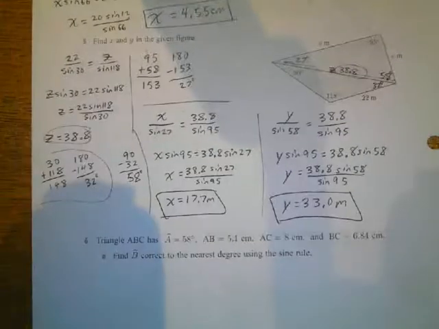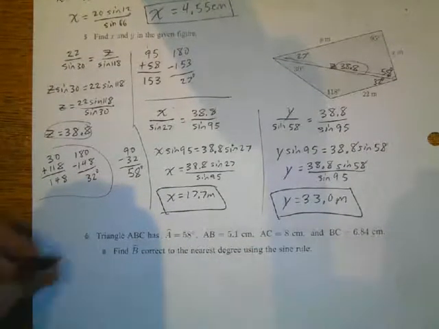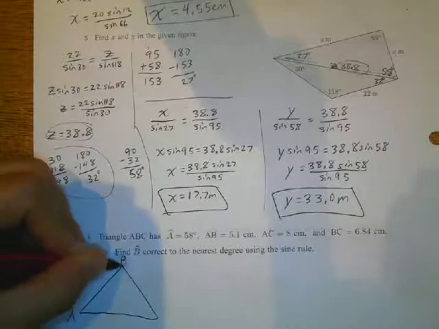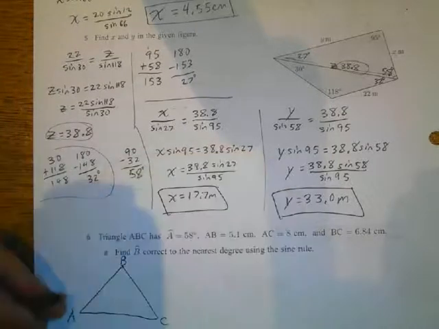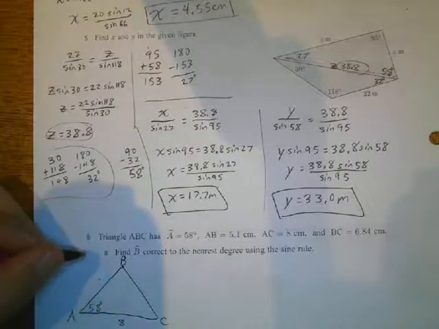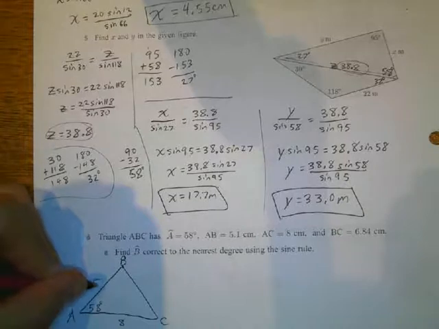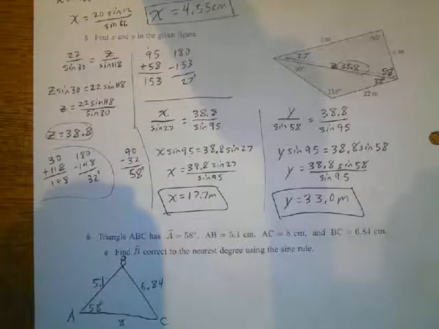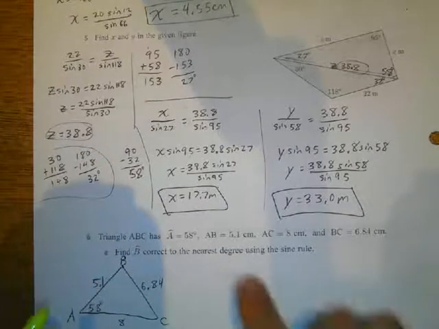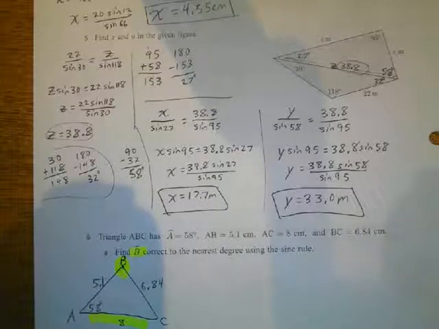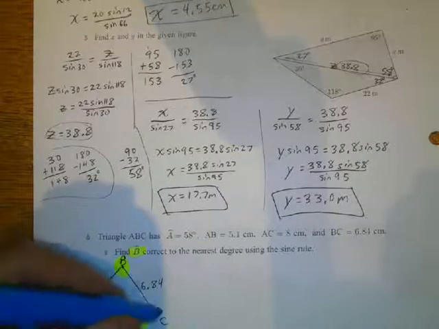Okay, so now for this one here, I have to read the information and draw the triangle. Basically I just label it A, B, C, and put this information here. So this is 58 degrees, that's 8, and 5.1 and 6.84. They actually gave you more information just to see if you knew what you were doing. We're trying to find angle B. So angle B is right here, and here's the side that corresponds to it. And we've got this angle here, 58, and this side that corresponds to it.